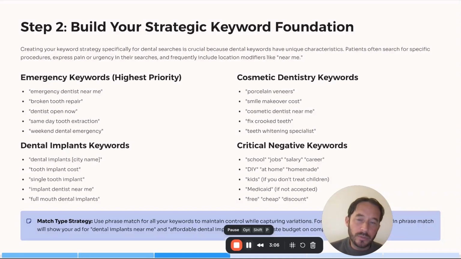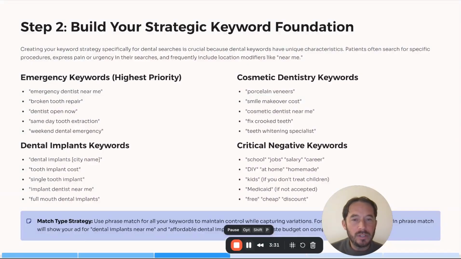Outside of this, you would have other dentistry keywords such as cosmetic keywords, where you would have more of like smile makeover cost or cosmetic dentist near me or fix crooked tooth. You want to be looking to see if you can capture some of that audience under the cosmetic side. Then additionally, you'd have dental implant keywords. So in this case, you'd have people looking for tooth implant costs, single tooth implant, or implant dentist near me.